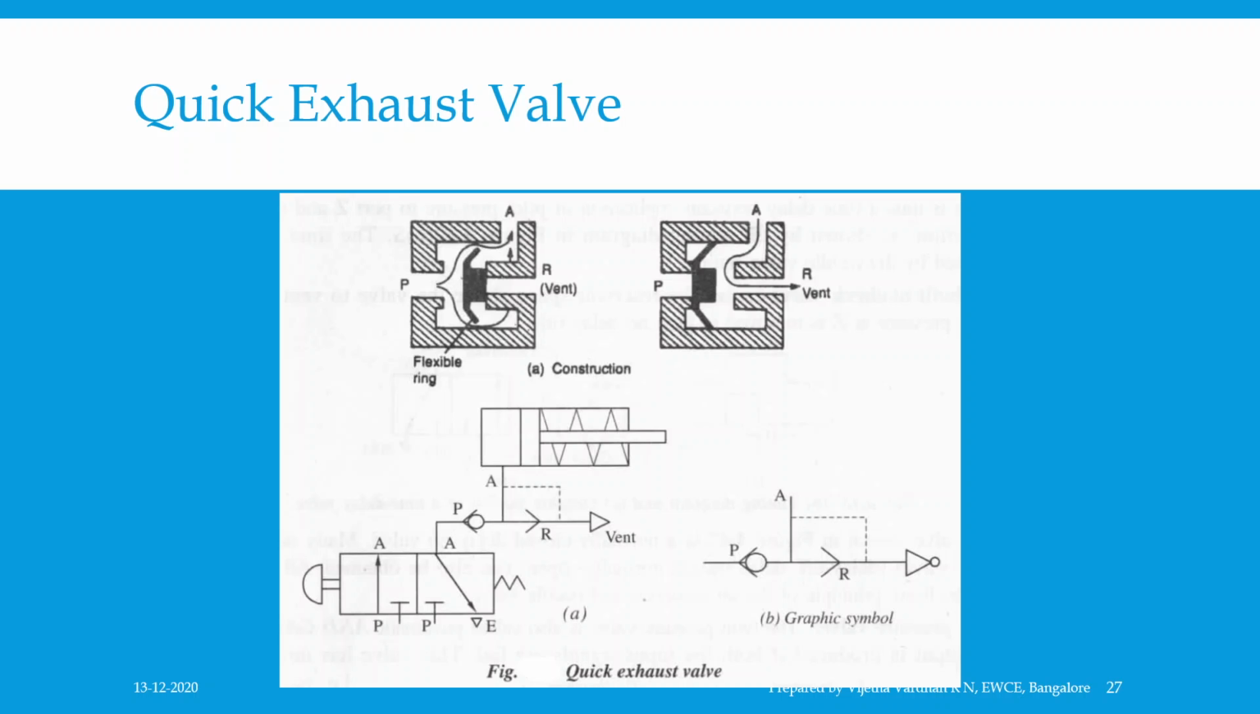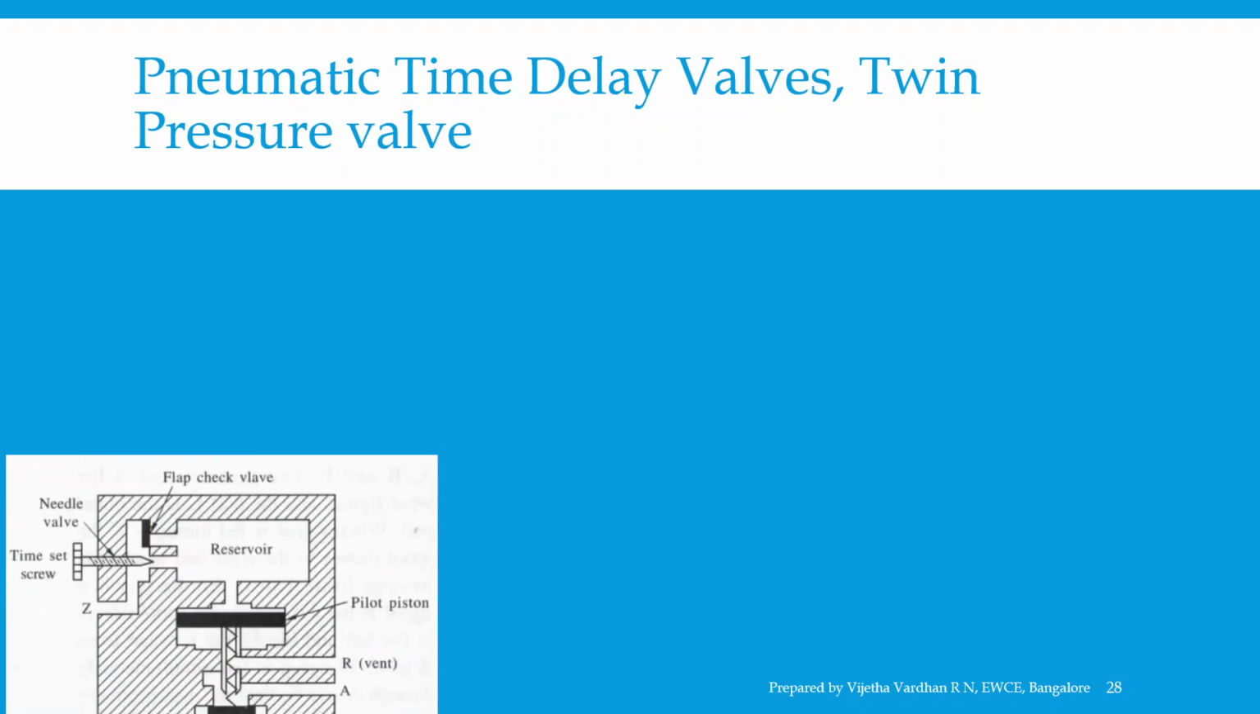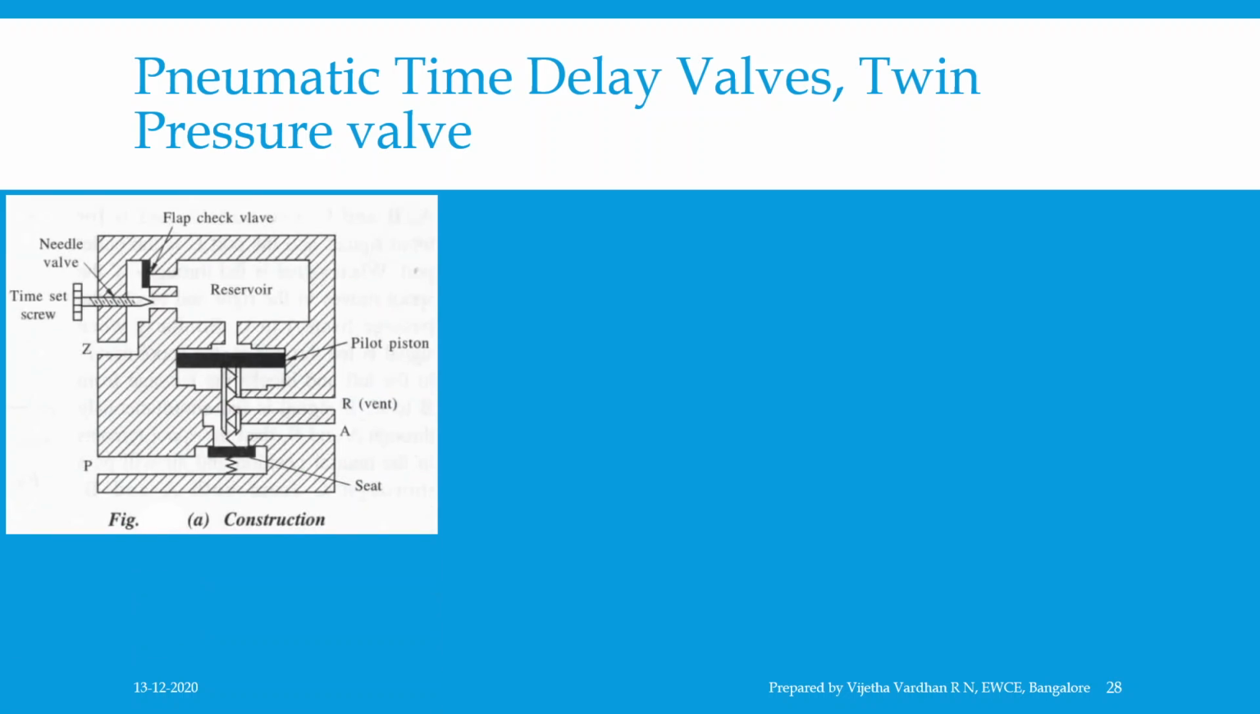Then coming to another type of valves that we are going to discuss: pneumatic time delay valves as well as twin pressure valves. We'll discuss first the pneumatic time delay valves. Pneumatic time delay valves are used to delay operations where time-based sequences are required. And figure A here shows the construction of a typical valve.